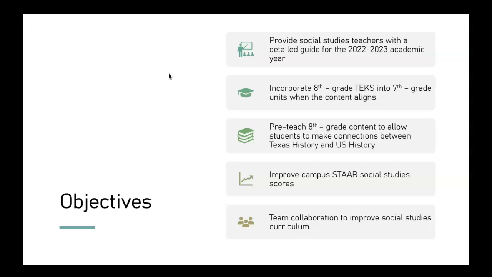The new scope and sequence will incorporate 7th and 8th grade content where they overlap or where it makes sense to combine the content or add it into the Texas history content.